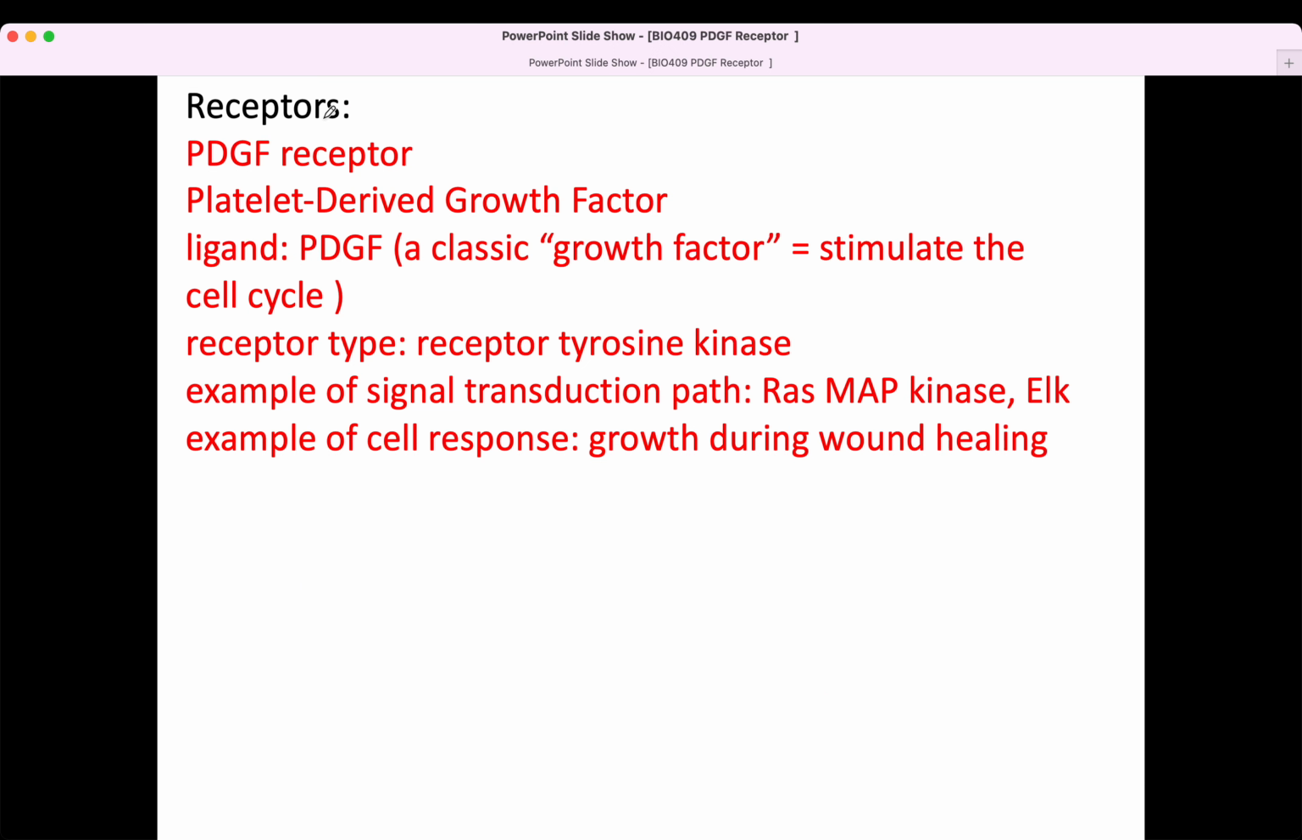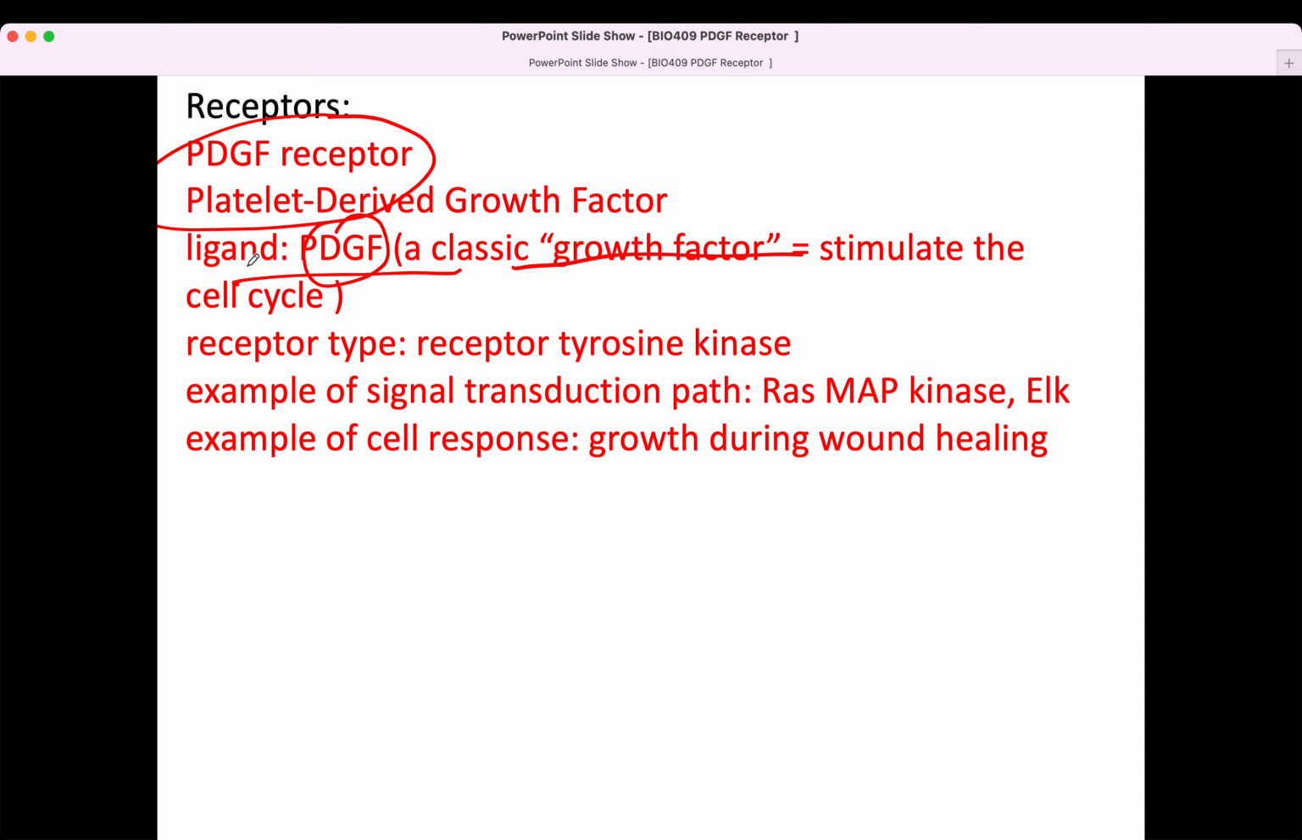So here's the PDGF receptor, and that's really the main protein we think of. We'll see that RAS is something we talk a lot about, but it's used in a lot of different pathways, and so when we think about PDGF and wound healing, we think especially about that PDGF receptor. That's kind of the story. That's the one that gets activated and everything happens downstream of that. So PDGF is a growth factor. It stimulates the cell cycle, and so it's got a great name.